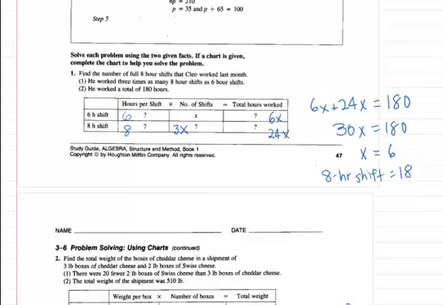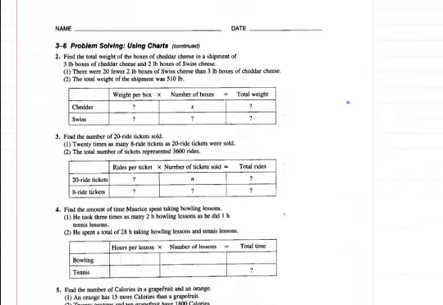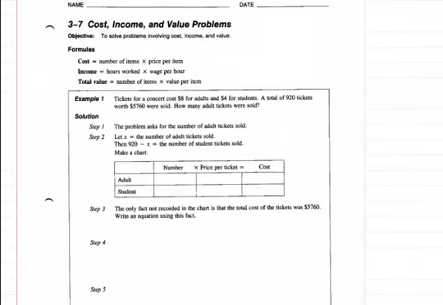Okay, so once you solved it, you should have gotten X equals 6, but the question was about 8-hour shifts. So we go back to our chart, and we know that in relationship to X, an 8-hour shift was 3X, so 3 times 6 gives us 18, so he worked 18 8-hour shifts. All right, there you go. That's your example. Let's scroll down and move on to the next part.